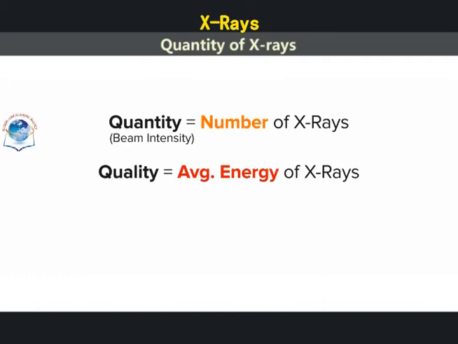Quality refers to the average energy of the X-rays. Sometimes we call it the strength of the X-rays and it depends on the speed of the electrons. This in turn depends on the accelerating potential difference between the cathode and the anode.